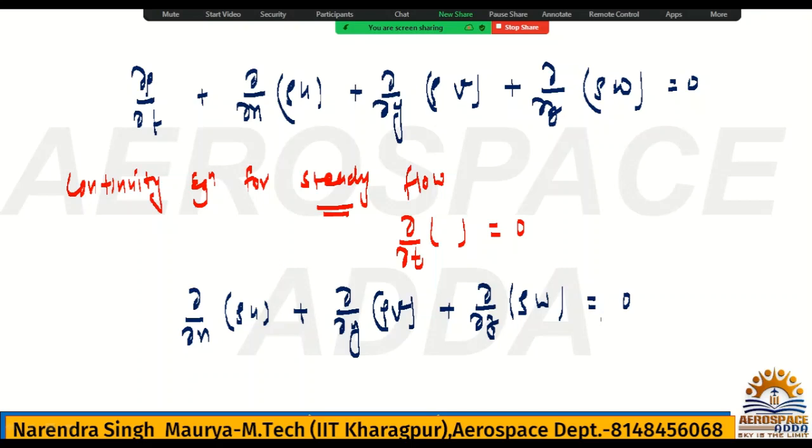I told you density is constant. That is true, always constant. But sometimes it is changing. When it is constant, it is called incompressible. When it is changing, it is called compressible. So if it is constant, then only can you take rho outside the bracket. If it is not constant, you cannot take rho outside. Understood? Because it is in a derivative.